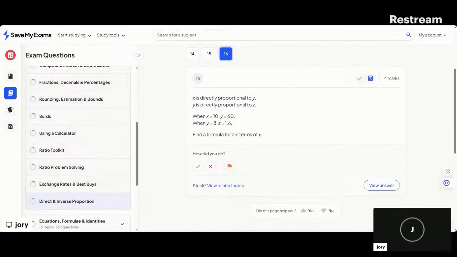And then when y is this many, z is this many. So it's 8 divided by 1.6. It's 5. y equals 5z. Okay, so now that we found these, we can substitute. You'll get x equals 1 over 6 times 5z, so x equals 5z over 6. So z equals 6x over 5. Yay!